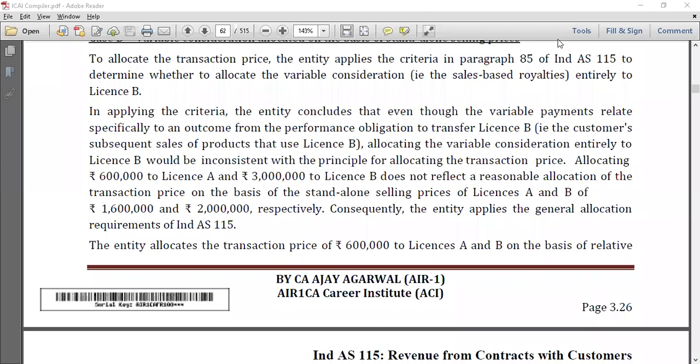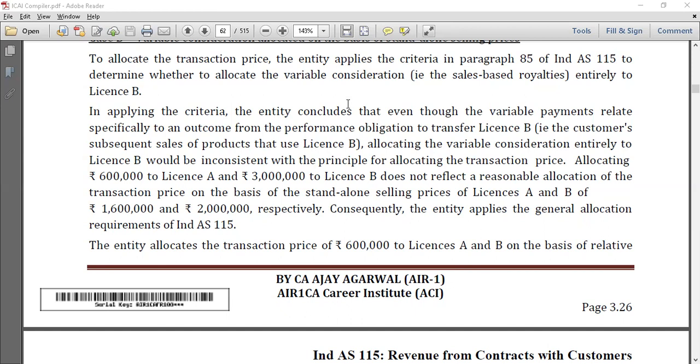Case B says, as per the given answer, to allocate the transaction price, the entity is applying Ind AS 115, Revenue from Contracts with Customers, to determine whether to allocate this variable consideration, that is the sales-based royalties, entirely to license B or not. You have to first determine this, and the answer is completely no.